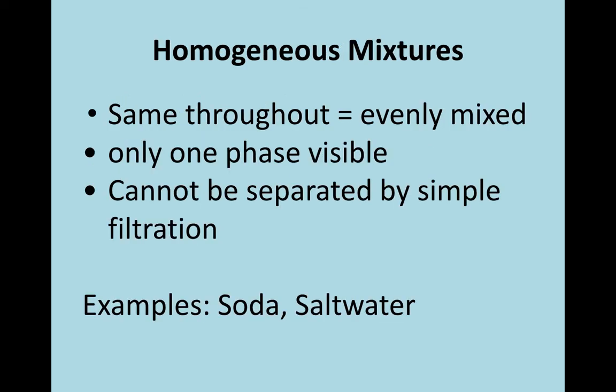Now, a mixture is divided into two categories. One of them is a homogeneous mixture, so it is the same throughout. Same and homogeneous both have the letter M. It is evenly mixed. Only one phase is visible. So only solid, liquid, or gas, there's not two phases. It cannot be separated by simple filtration. Some examples could be soda or salt water. If you scoop up water from the ocean, you typically get a big scoop of water and you don't see the salt or the water, it's all mixed together.